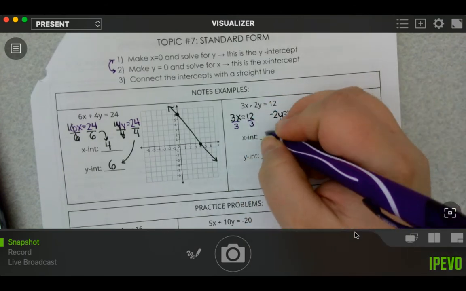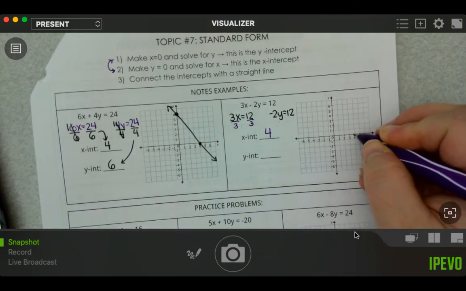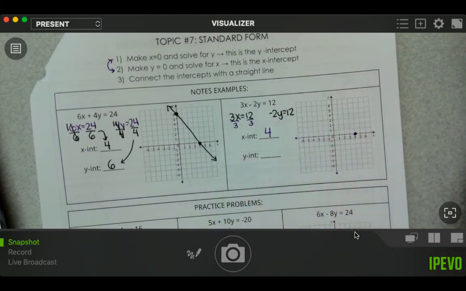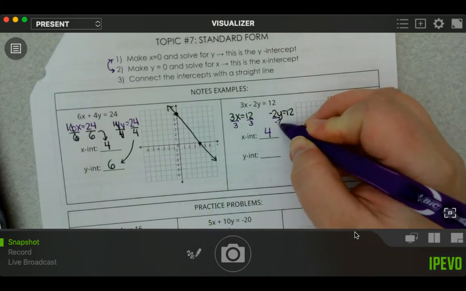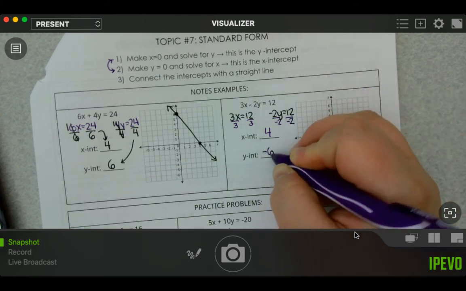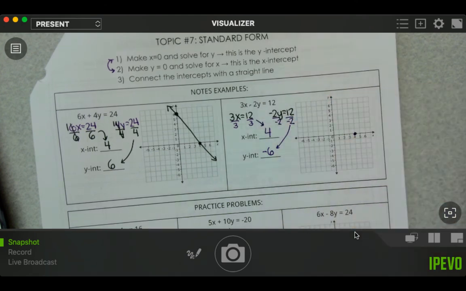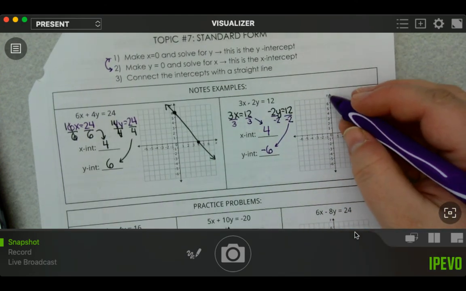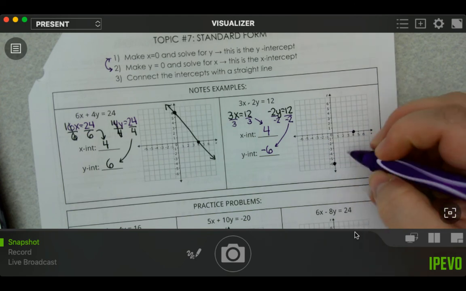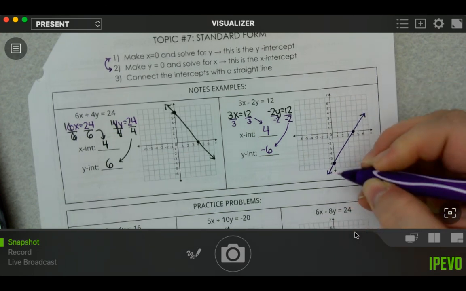12 divided by 3 is 4. And I'm going to go put that on the graph right now on the x-axis because it is the x-intercept. And then I'm going to divide this one by negative 2. 12 divided by negative 2 is negative 6. And that means I'm going to go to negative 6 on the y-axis right here. Put a point, draw a straight line through it. Okay?